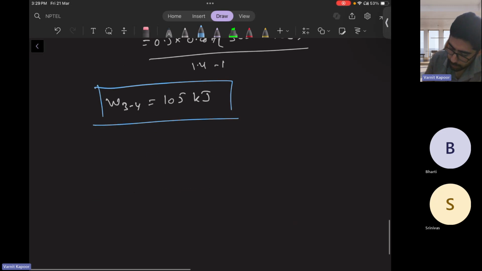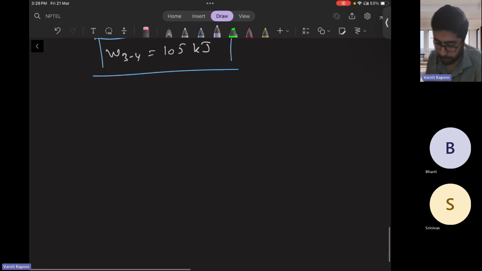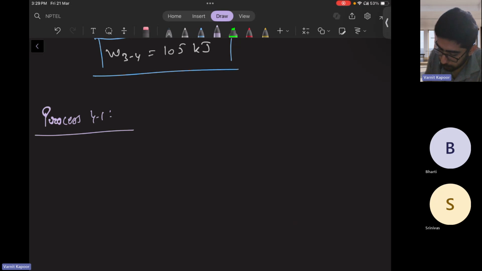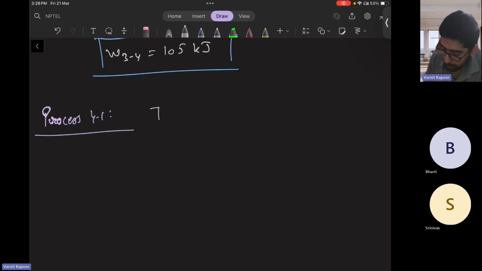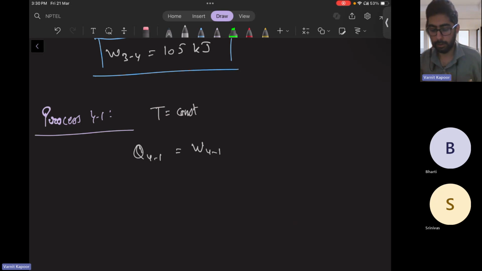Now next process is 4 to 1. Process 4 to 1 is again isothermal compression, so again temperature is constant here. So heat from 4 to 1 is equal to work from 4 to 1. Now what is work from 4 to 1? That we need to find out, or what is heat we get out of that.